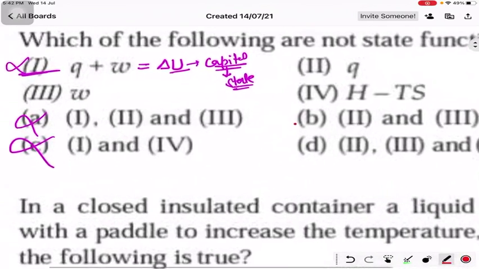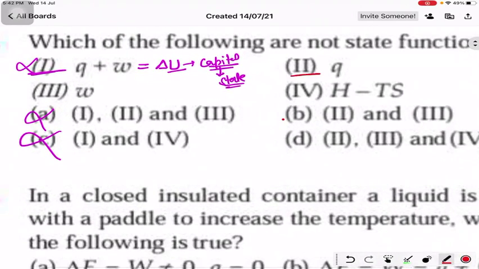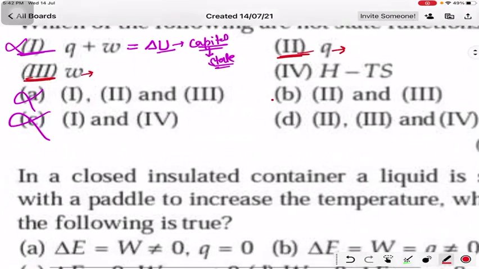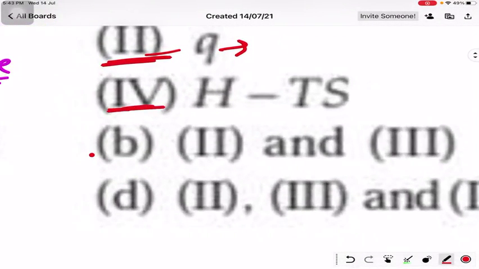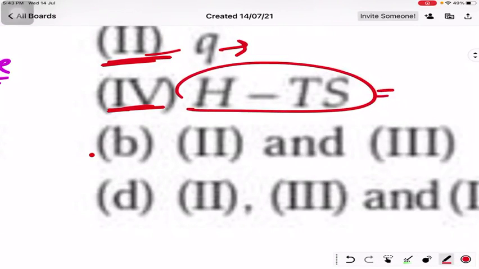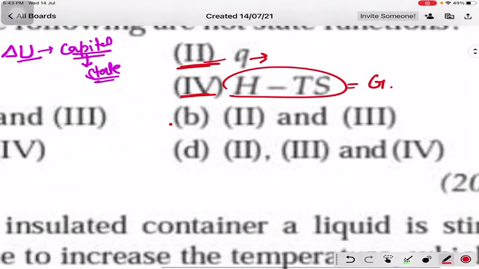So let us check them. 2 is not a state function. 3 is not a state function. It's correct. But what about the fourth part? It is a state function because this is equal to G, Gibbs free energy. So 2 and 3 is the correct option.